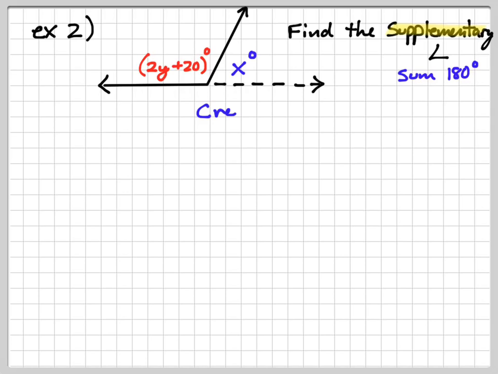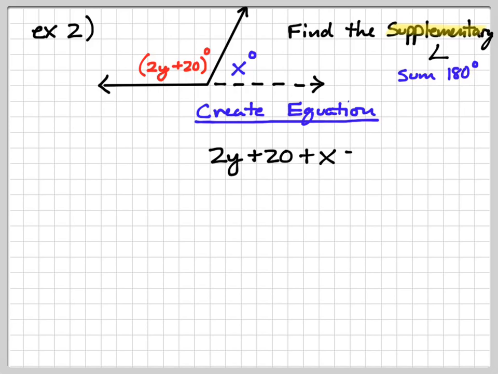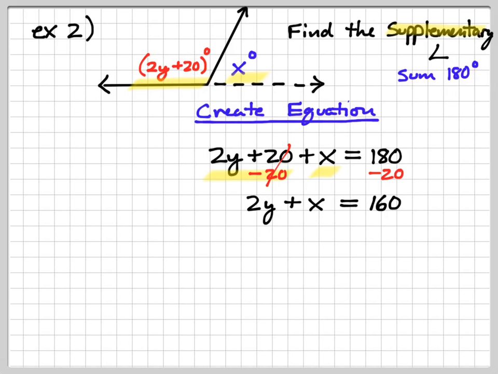Now if I were to make an equation, my equation would be 2y plus 20 plus x equals 180. Because again, I know when I'm creating angle pairs, and I know they're supplementary, something plus something. In the first case, my something is 2y plus 20. The second something is x. I know it has to equal 180. And now I'm just going to solve using basic algebra skills. Subtract 20 from both sides, and I get 2y plus x equals 160.